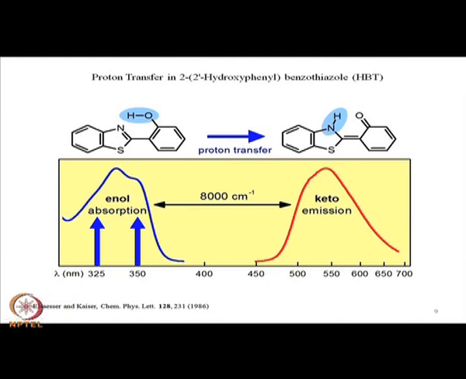This is a typical emission spectrum, that is on the red side. So you may also observe this locally excited emission as well, but the most important thing, the proof, is that you are observing a large red shifted emission due to the keto form.